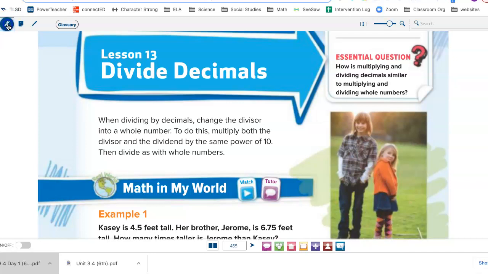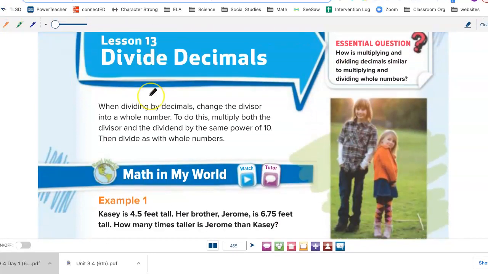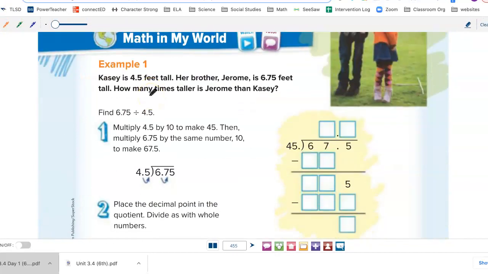All right, so we learned how to divide decimals by whole numbers last week, and today we are going to start dividing decimals by decimals. So we will have decimals in the dividend and decimals in the divisor. So the first thing we're going to do here is look at this example number 1. We're on page 455. We might be able to get through 2 lessons today.